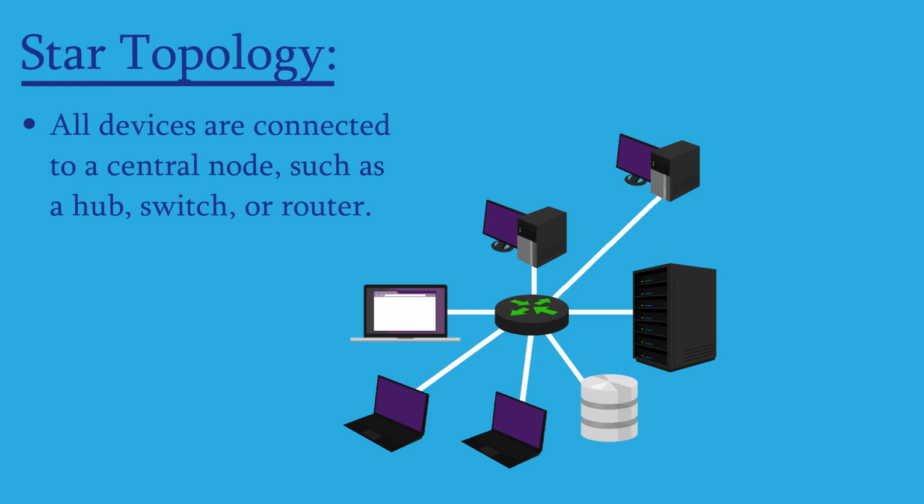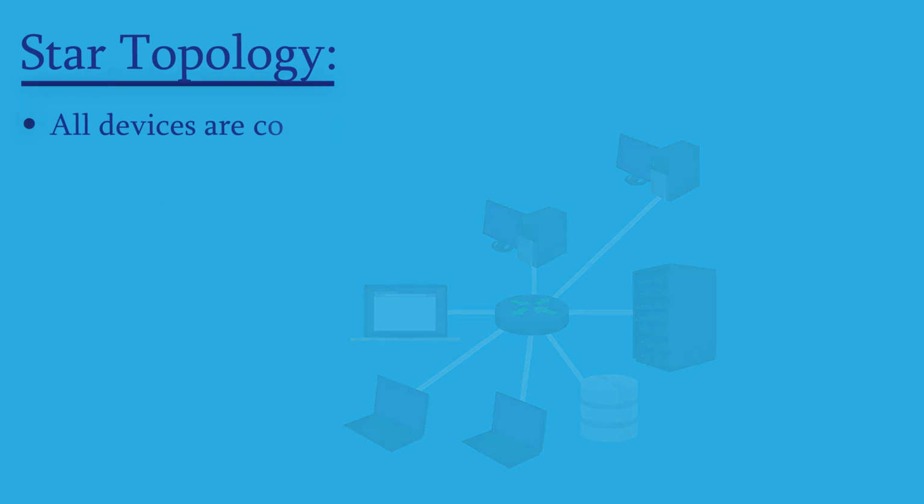One potential problem with this topology is that if the central hub, switch, or router fails, then the entire network will go down. Additionally, the central node device can be expensive, and this topology requires more cable than a bus topology because each device on the network must be individually connected to the central node. Star topology is widely used in home and office networks. It's particularly common in situations where reliability, performance, and local area scalability are important.